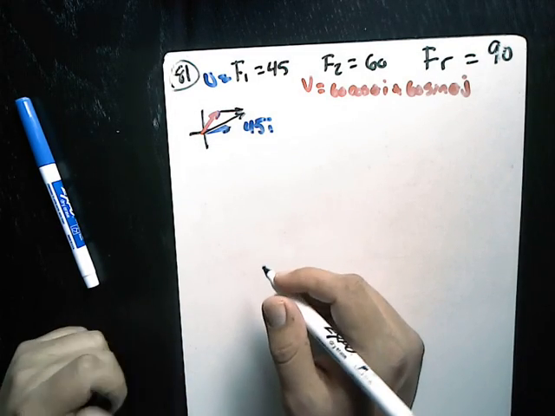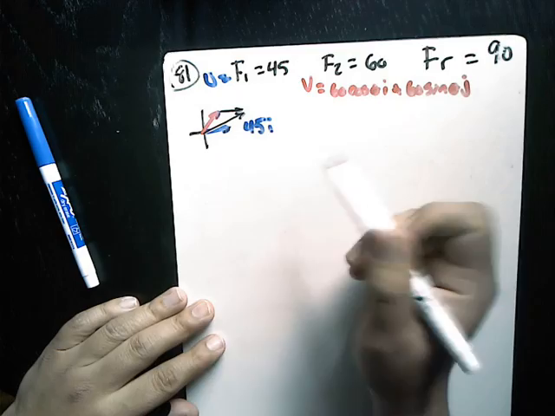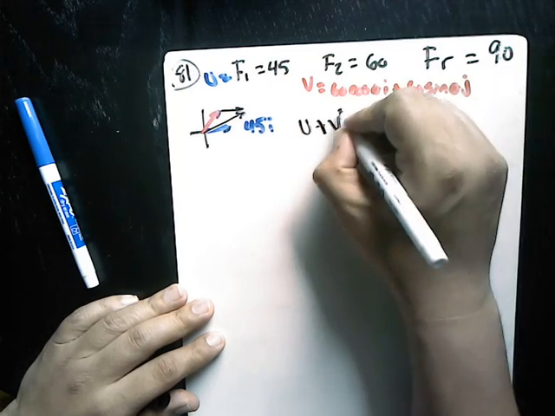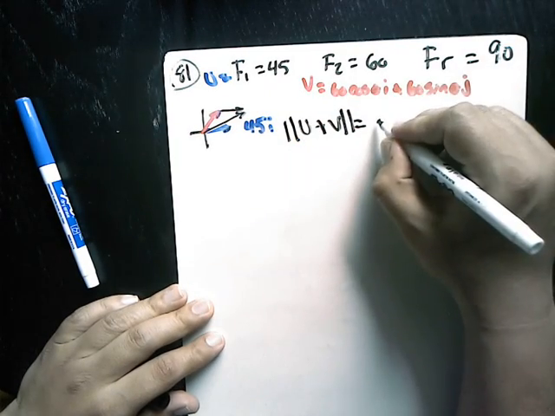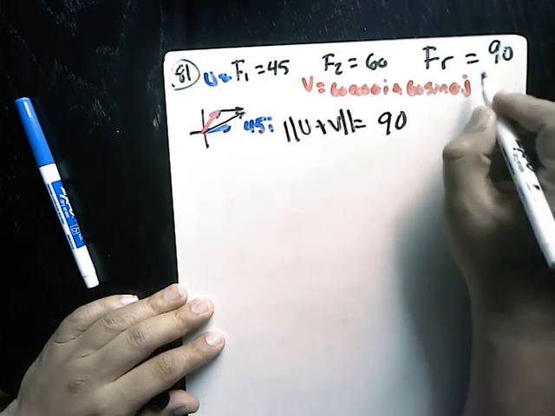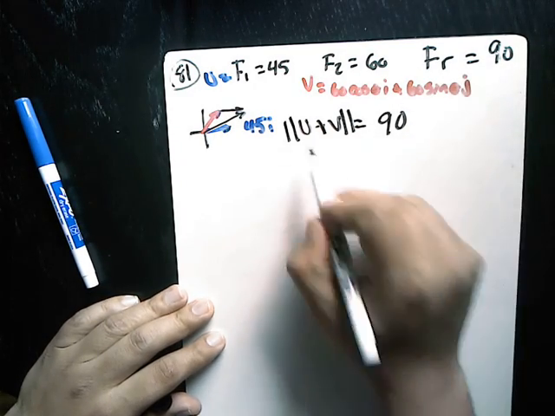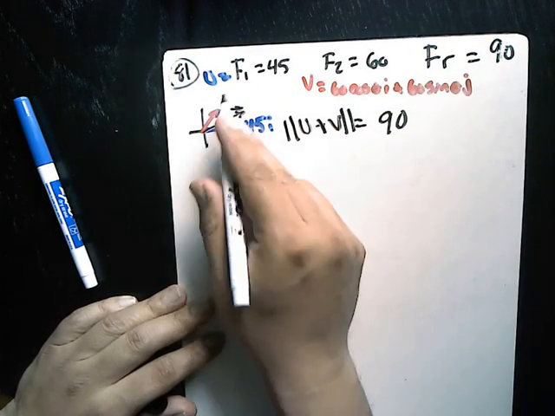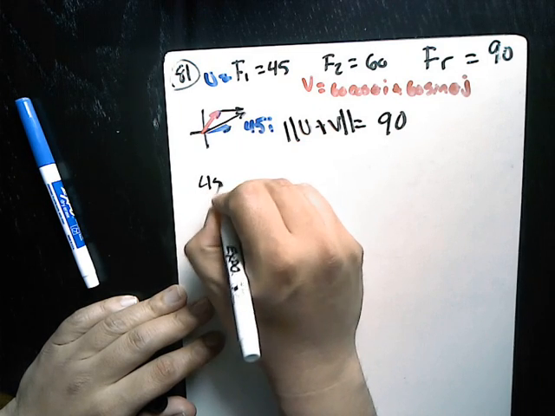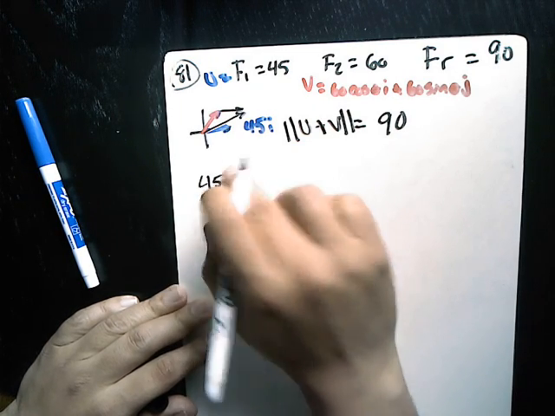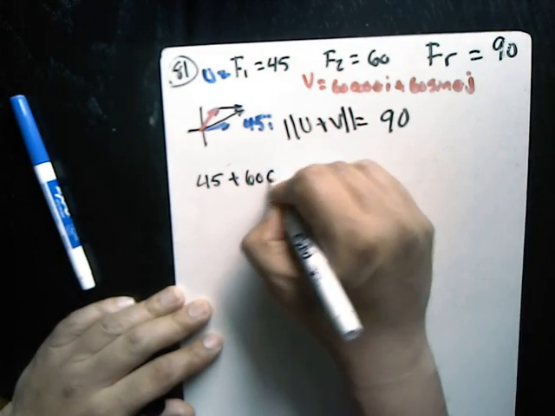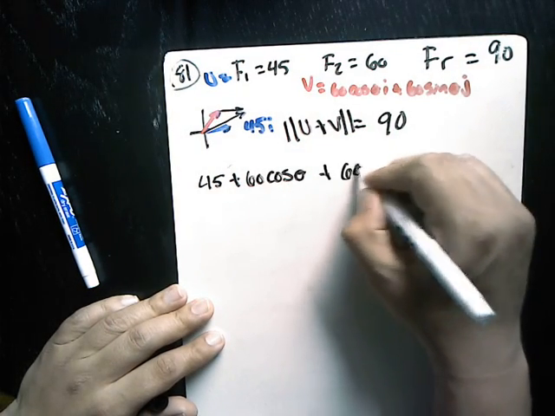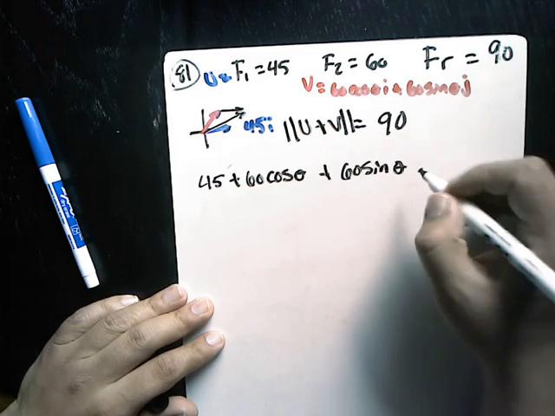So one thing we know we can do is we could actually find the magnitude of these things. So let's just kind of write a general formula. So the magnitude of U plus V is equal to 90 because that's the resultant force. So let's find the magnitude of U plus V. So U plus V would just be taking 45i, and I can just leave it as 45, plus 60 cosine theta, because that's the i part, so I'm just combining my two i parts, and then plus 60 sine theta for the j.